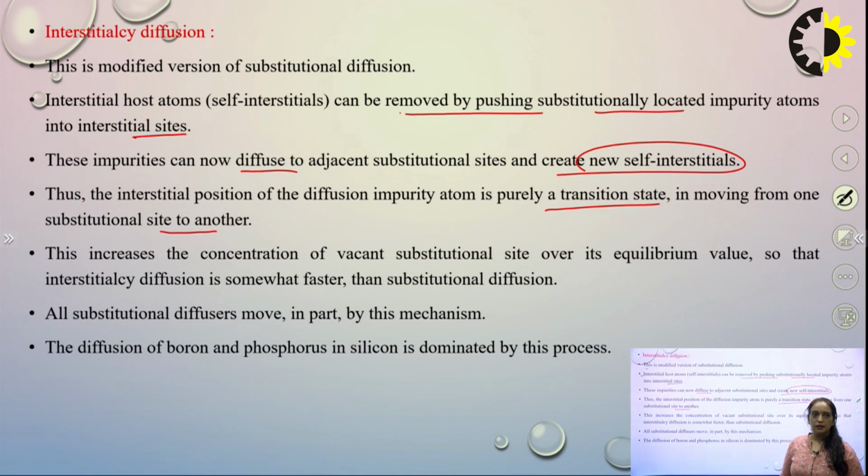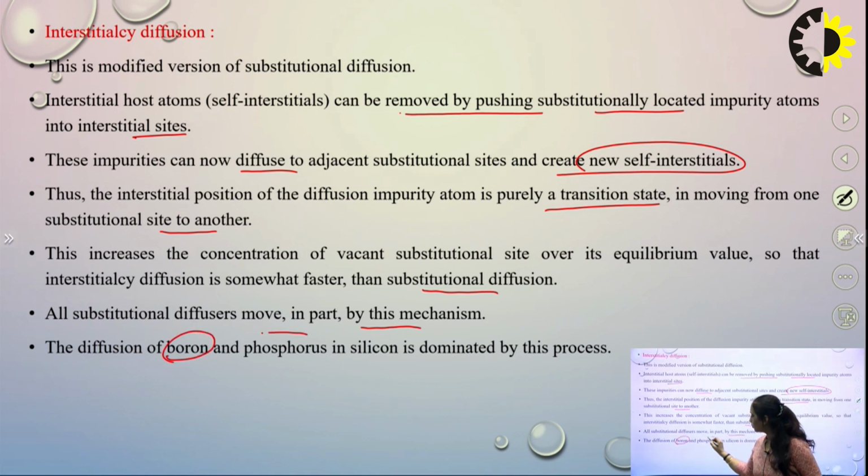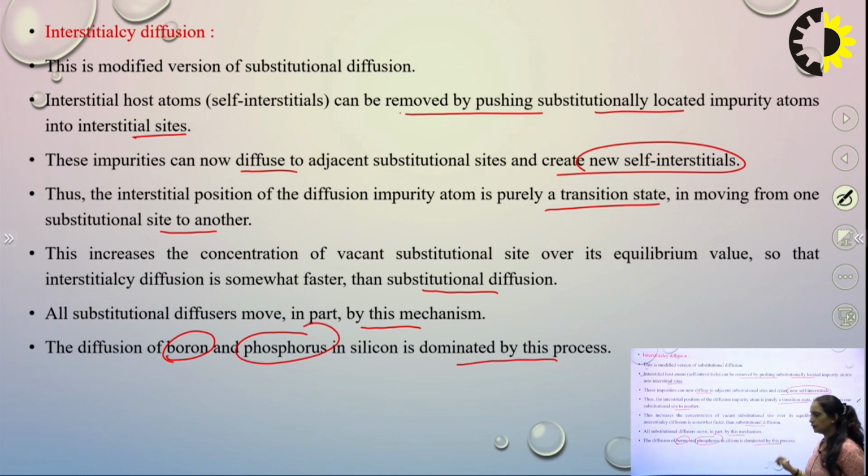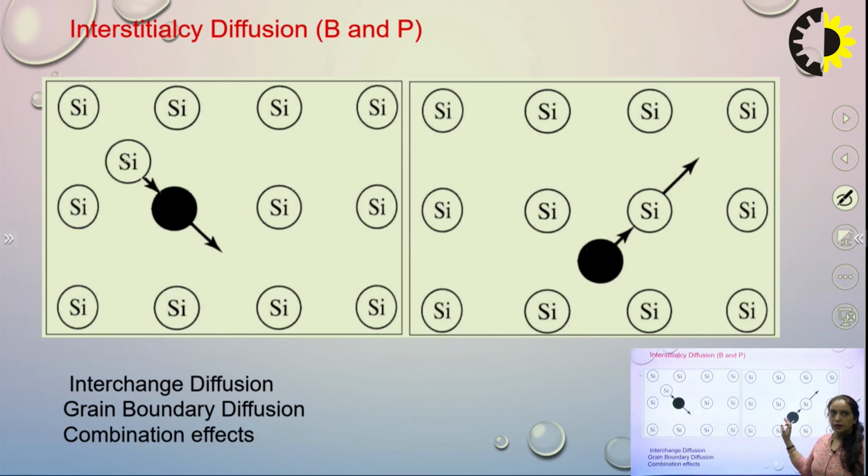This increases the concentration of vacant substitutional sites over its equilibrium, so that the interstitial C diffusion is somewhat faster than this substitutional diffusion. All substitutional diffusions move by this mechanism, and the diffusion of boron and phosphorus is done by this process, interstitial C process. So this is the case of interstitial diffusion.